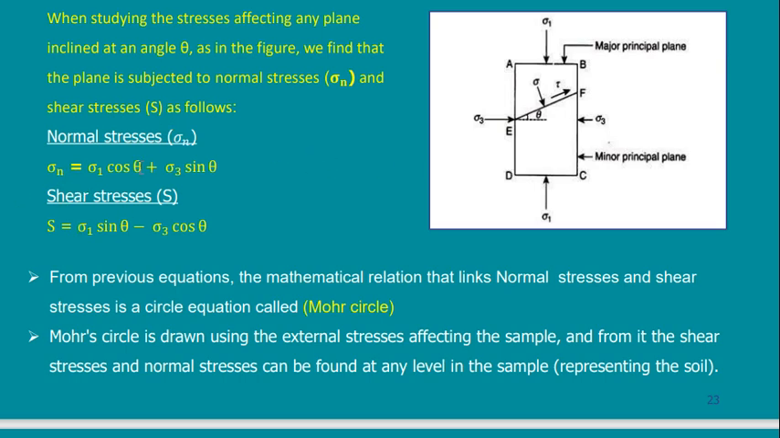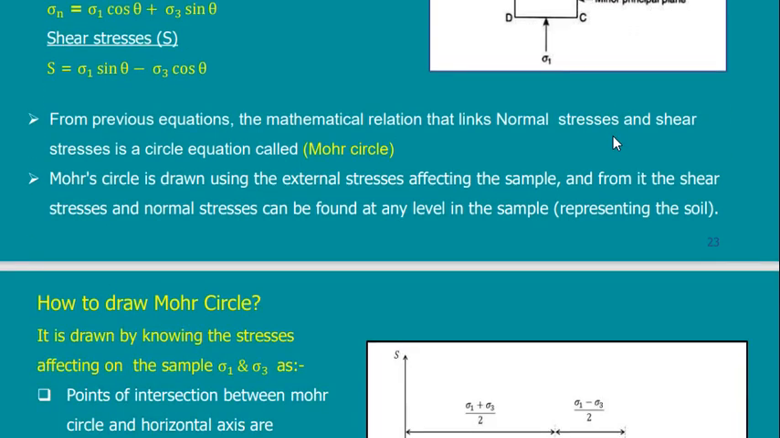This is the relation between them. If I want to calculate the normal stress, it is sigma 1 cosine phi and sigma 3 sine phi, just resolving the forces into this other direction. So this is the normal stress and this is the shear stress, the relation between them and sigma 1 and sigma 3 that were applied on the sample.